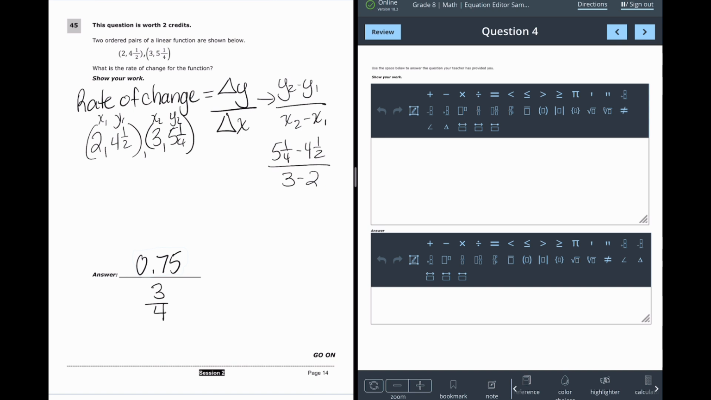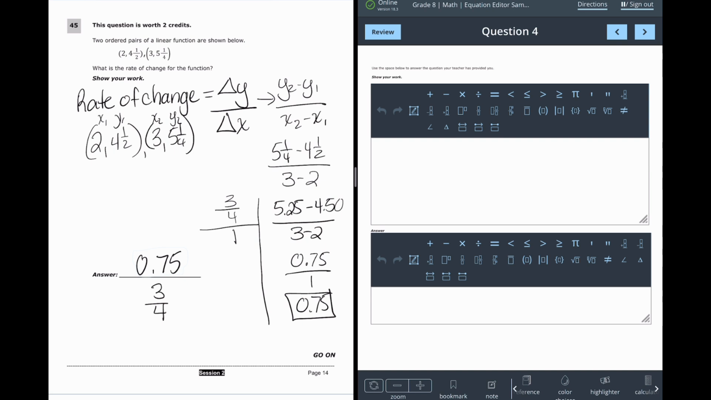Obviously, if the fractions bother you, just change them to decimals. So you can have 5 25/100 minus 4 5/10 over 3 minus 2. That might work a little easier for you, and then you're just going to get the answer 0.75 over 1, or just 0.75. That's fine. If you kept them as fractions, then you would end up getting 3/4 over 1, which is just the same as 3/4 if you subtract correctly.